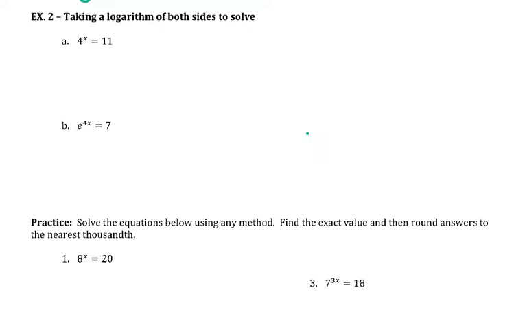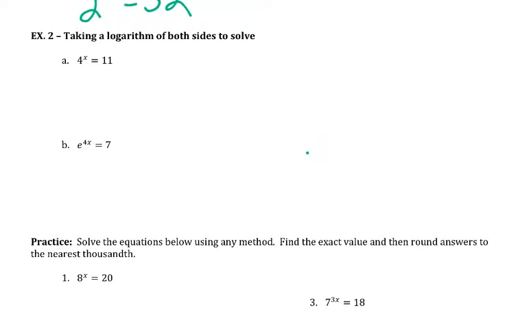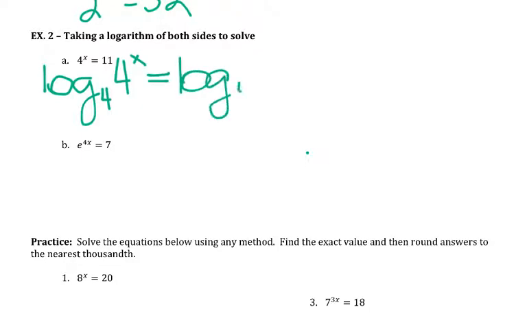So if we're trying to solve for x, we need to get rid of this 4 somehow. A common mistake is to divide by 4, but that does not work. You can't get rid of the 4 in 4 to the x by dividing. Instead, you have to take a logarithm. A log is the opposite or inverse of an exponential function. So we have to do log base 4 of 4 to the x equals log base 4 of 11.